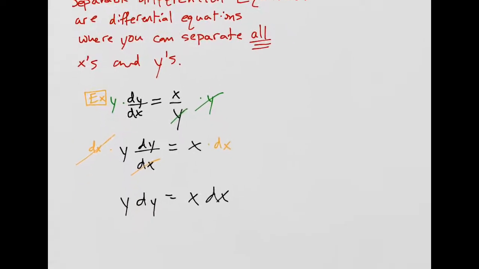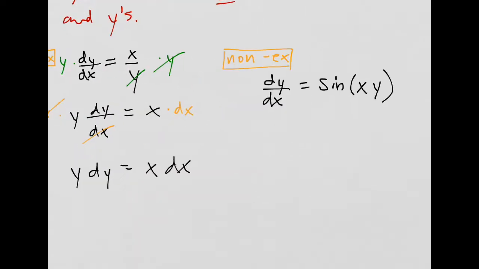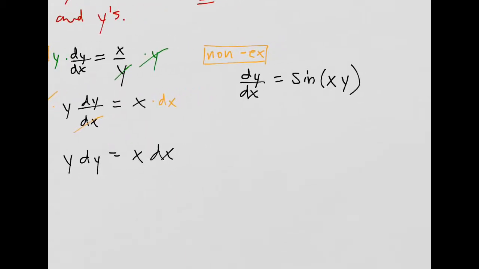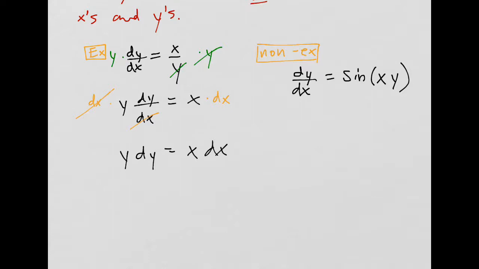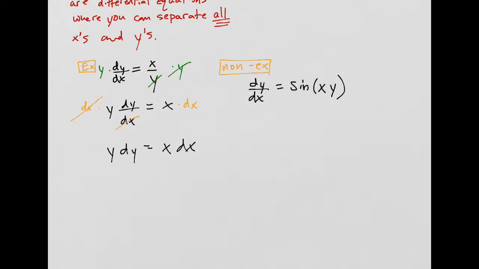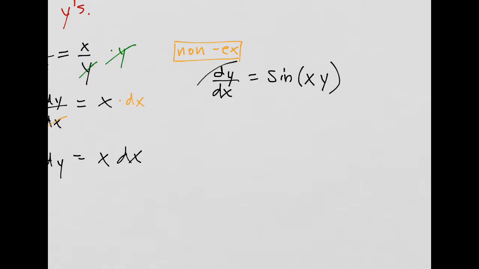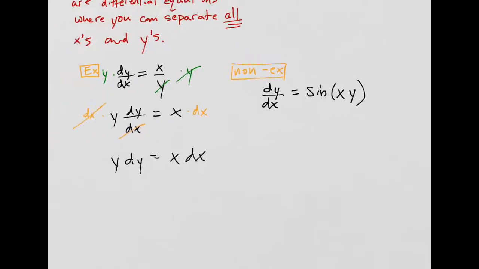Sometimes you can't do that, so let me write down a non-example. For dy/dx equals sine of x times y, we can't really separate the x and the y. I mean, we could maybe use a product-to-sum formula, but it still wouldn't work out. We'd have to do something really fancy, and then it still wouldn't work out. You can't just divide by an x or a y on both sides. You can't easily separate this, so it's not separable. In fact, you can't separate the x and the y at all. That would be a non-separable differential equation. It's still a differential equation because it involves the derivative, but it's not separable.